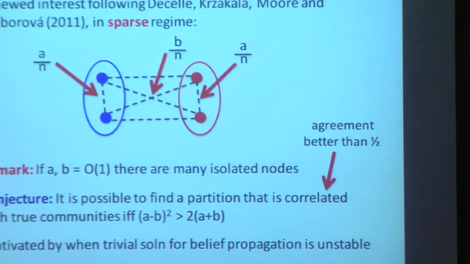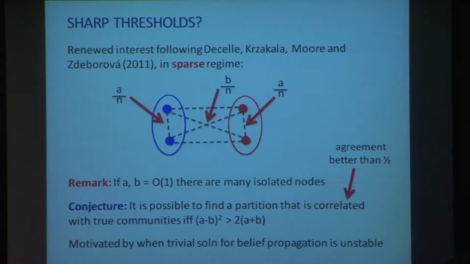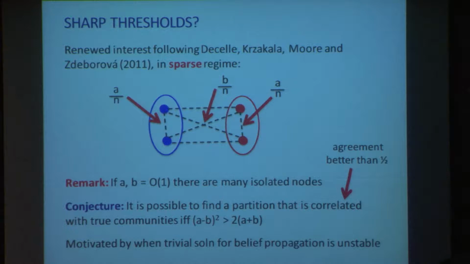So in fact, the conjecture that came out of statistical physics is a remarkably sharp conjecture: it's possible to find a partition that's correlated with the true community structure if and only if (a - b)^2 is larger than 2(a + b). In fact, the way that they arrived at this conjecture was through belief propagation.